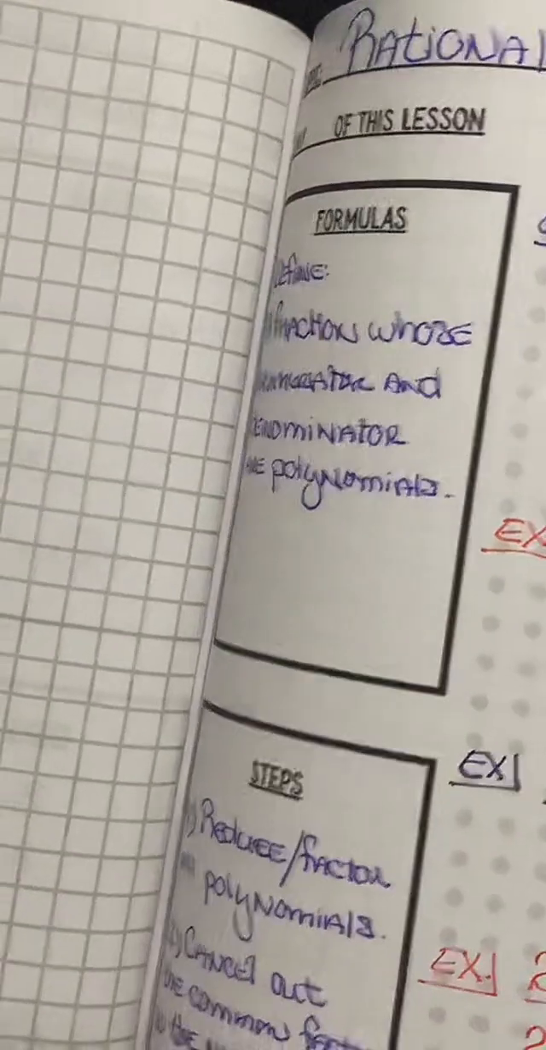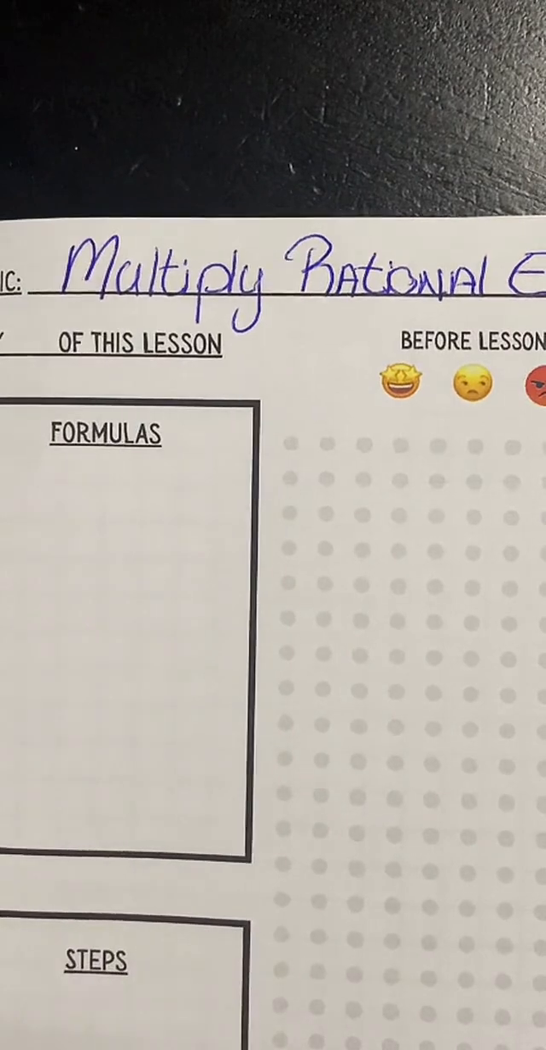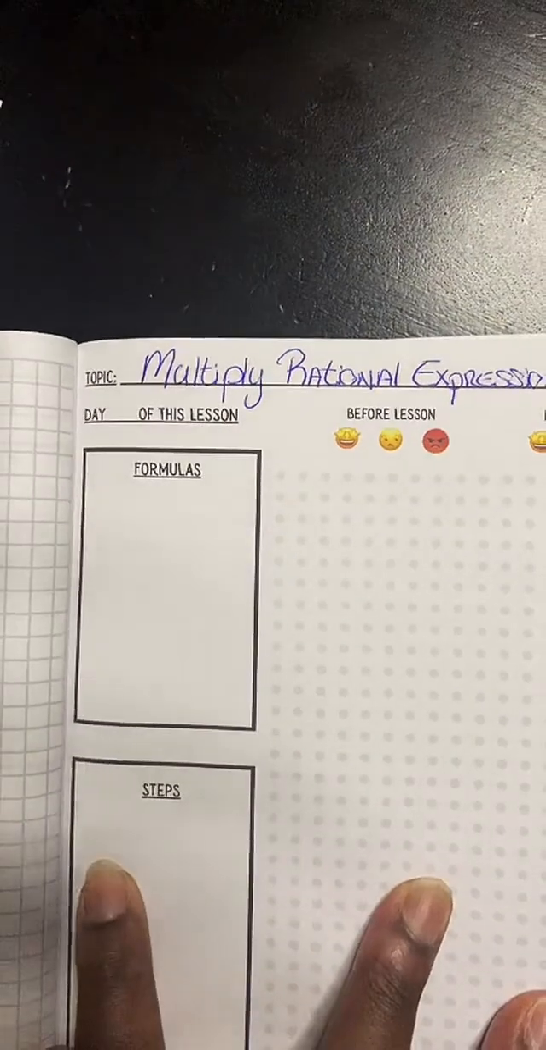All right, so that was our review, a lovely little review. What we're working on today is multiplying rational expressions.